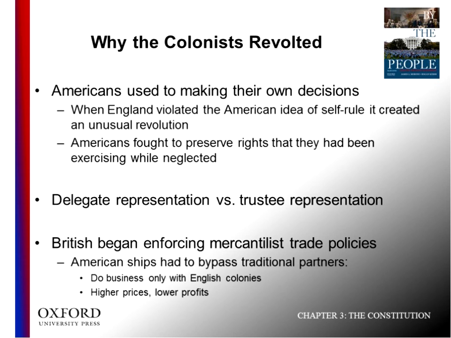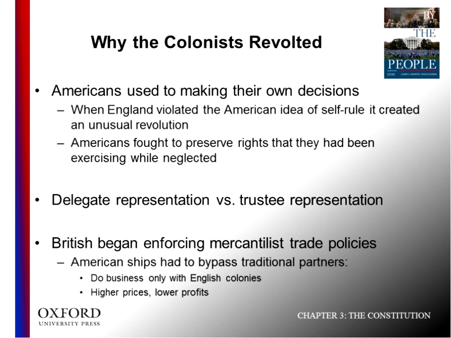And this is what makes the American Revolution very different from many other revolutions. In other colonial uprisings, you had a heavy British or French or German administrative presence that was managing. Remember, these colonies pretty much were unmanaged, so they were managing themselves and had gotten used to it. And so Americans were fighting to preserve rights that they had already been exercising while they had been neglected.